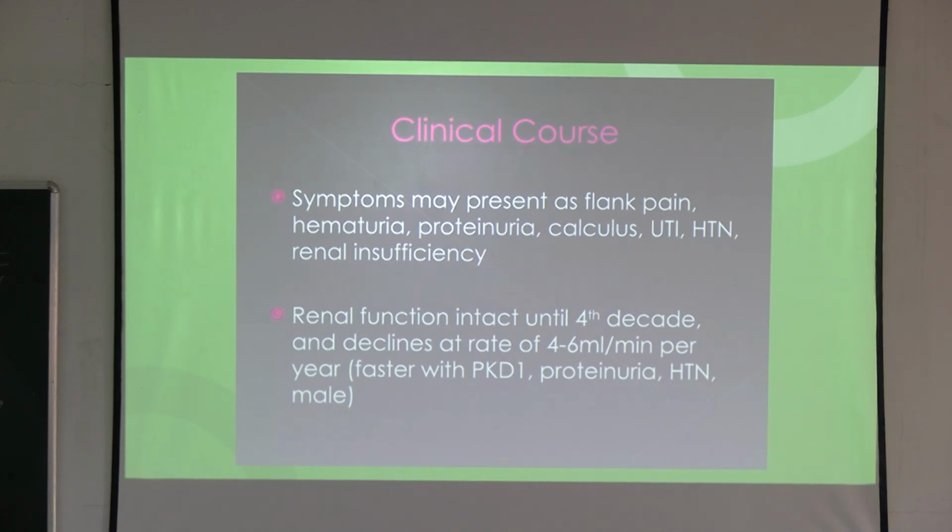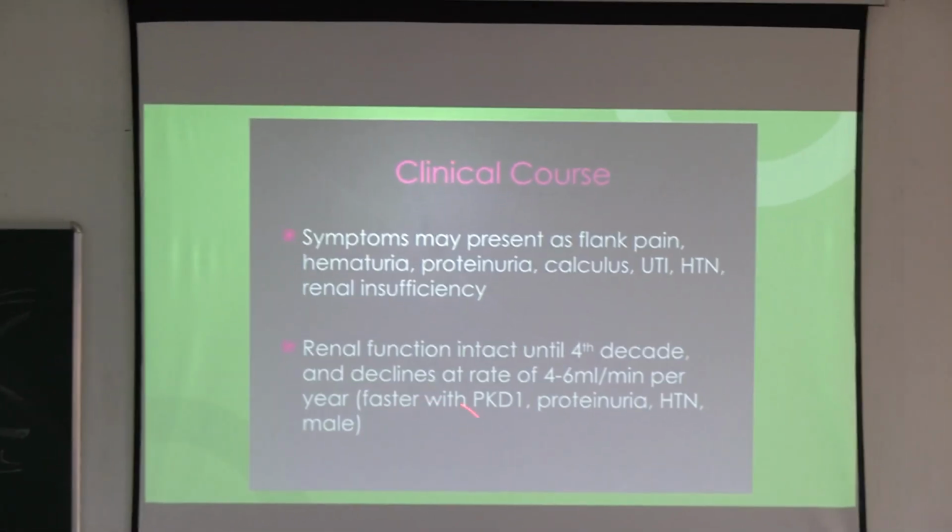So, flank pain, hematuria, proteinuria, calculus or stone, urinary tract infection, hypertension, renal insufficiency. These are the spectrum of clinical symptoms, but most common is flank pain. Renal function intact until 4th decade. So, this is the main reason why autosomal dominant polycystic kidney disease is undiagnosed at the age of 40 to 50, due to absence of any clinical symptom. The clinical symptoms arise to make the patient cautious at least in the 4th decade.